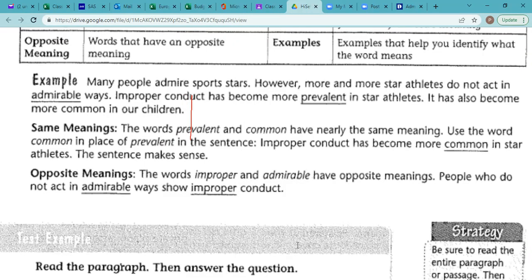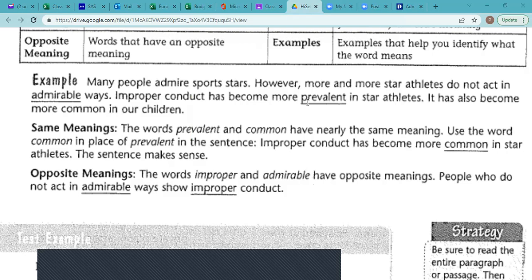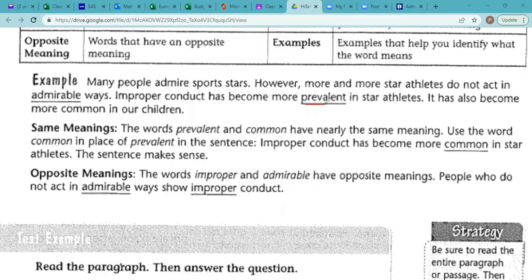The word prevalent says improper conduct has become more prevalent in star athletes. Now, here's the thing: this is giving you a clue right here for a reason that you would not admire someone. Improper conduct. Okay, so we have proper and improper. Proper is the way you should do something. Improper is the way you shouldn't do something.